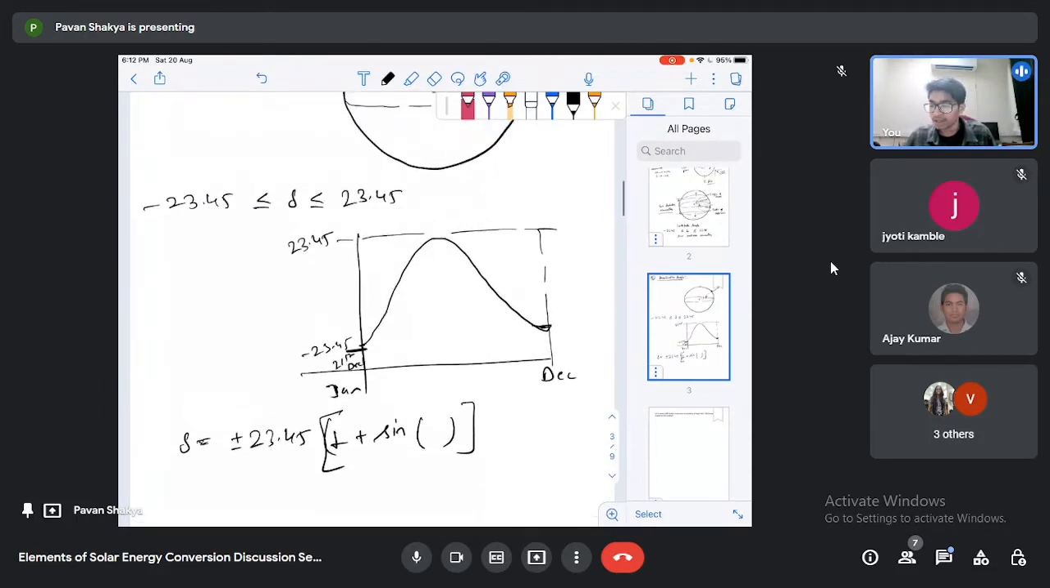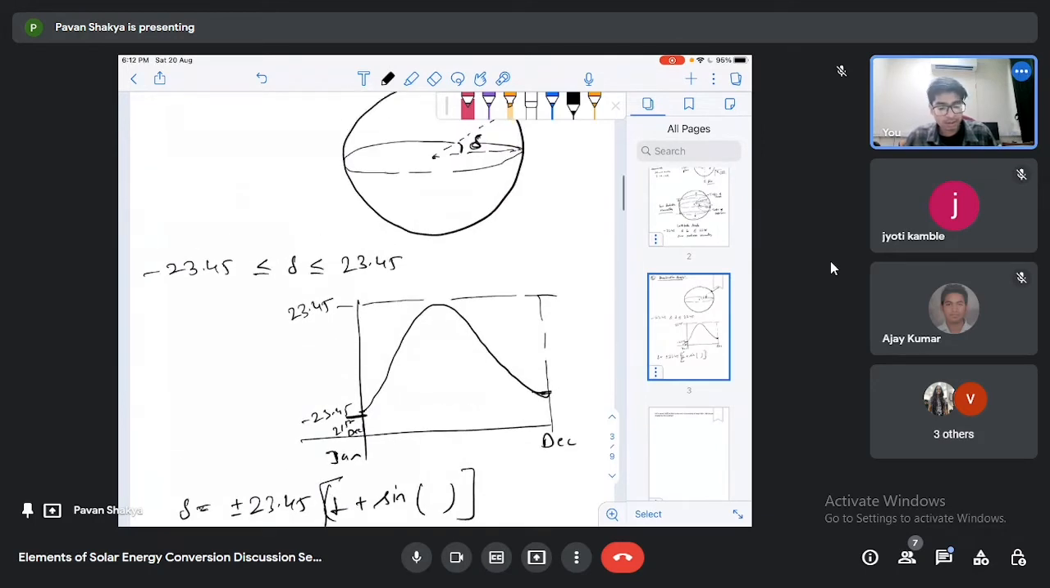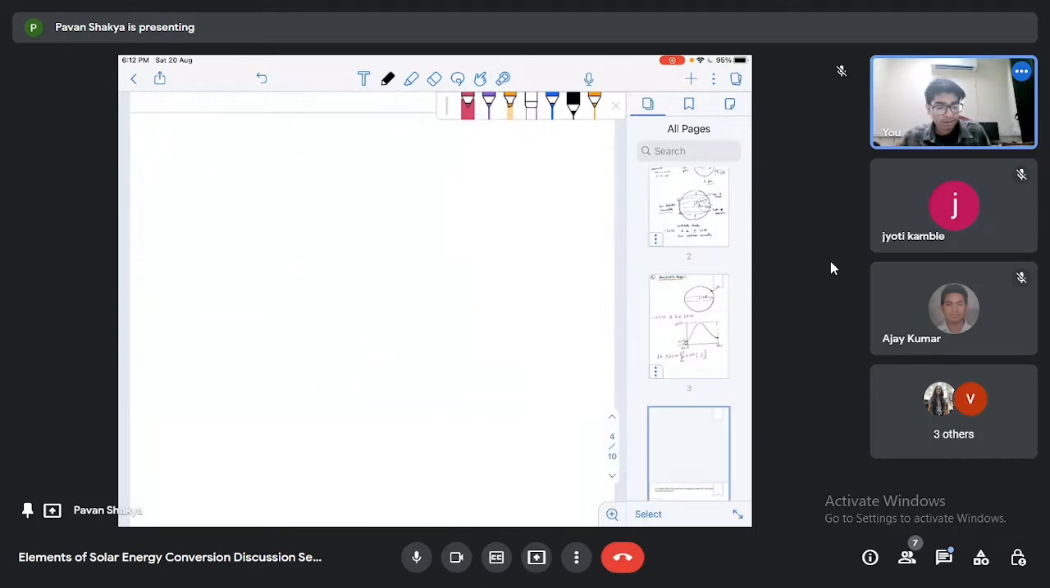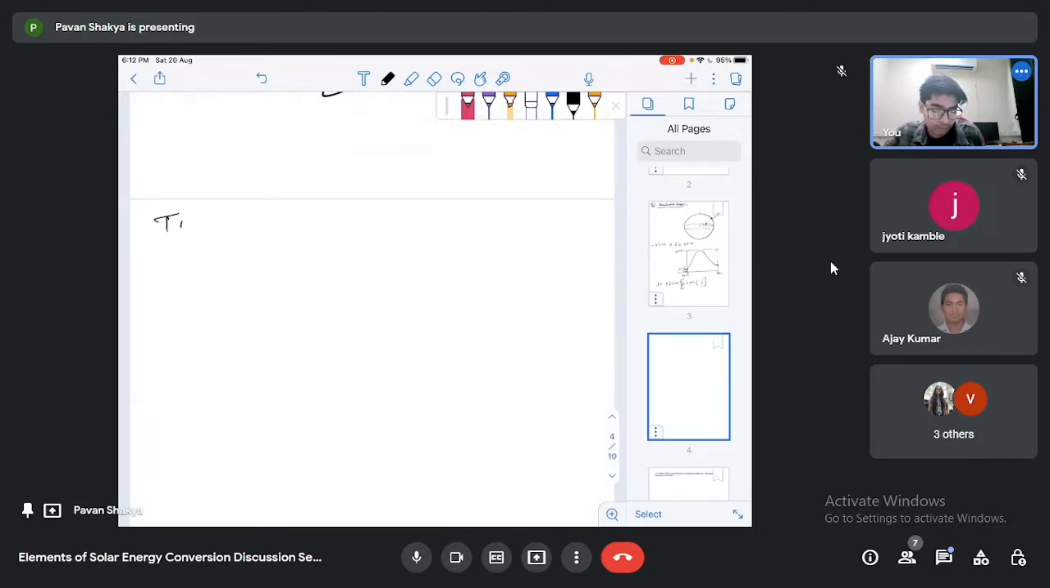Okay, so this is the declination angle. Next I will discuss the tilt angle. I expect that you have already gone through the derivations that had been done in the classes, also discussed with the other TA. In these formulas you are aware that there is an angle that a plane makes with the horizontal plane, that is called the tilt angle beta.